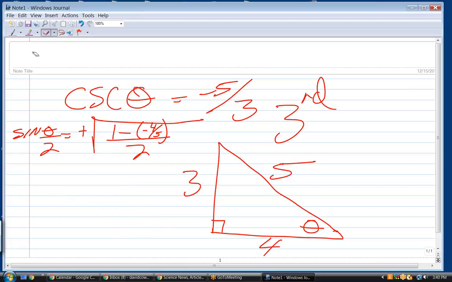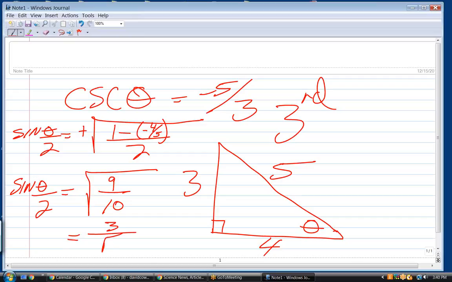And now, sine of theta over 2 equals the square root of 9/10, which simplifies to 3 over the square root of 10, which rationalizes to what? 3 root 10 over 10. And that should be your answer.